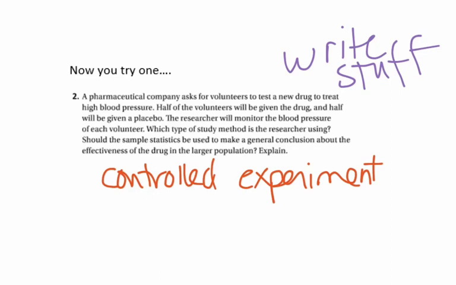Now, in terms of should the sample statistics be used to make a general conclusion about the effectiveness of the drug in the larger population, I actually wrote in my notes, maybe, it depends on who volunteers. The deal with this is that people with high blood pressure or people whose blood pressure has not been controlled on other medications might be more likely to volunteer to test out a new drug because the existing ones didn't work.